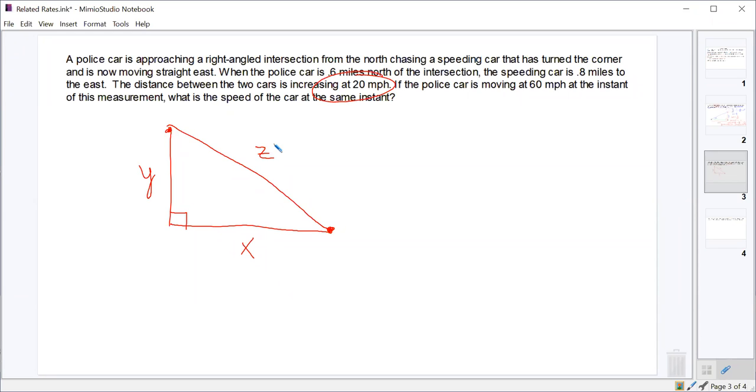All right. So is there a way that we can relate those three variables together? There should be. What is it? The Pythagorean theorem. So we should be able to write this as x squared plus y squared equals z squared. And then which one are we looking for the rate of change of? We're looking for the speed of the car. That's in the x direction. So we are interested in finding dx dt.